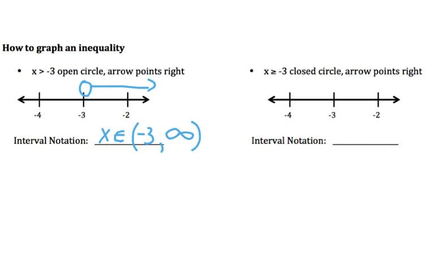Alright, next up we have x is greater than or equal to -3. So here's where we're going to use a closed circle. And since it's still greater than, we're still going to the right with our arrow. And in interval notation, x is an element from -3, but we're including -3 here because it's or equal to, and it goes on to infinity. See the subtle difference between or equal to and just a greater than.